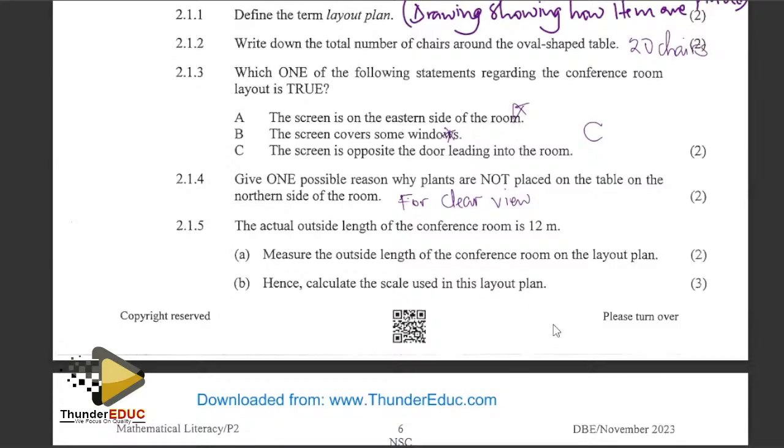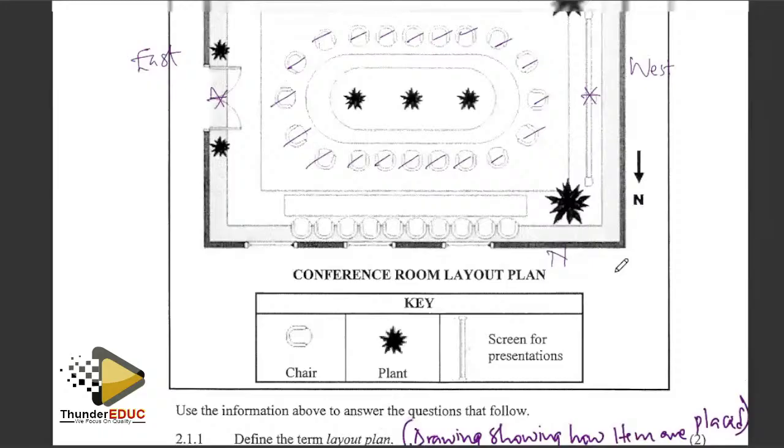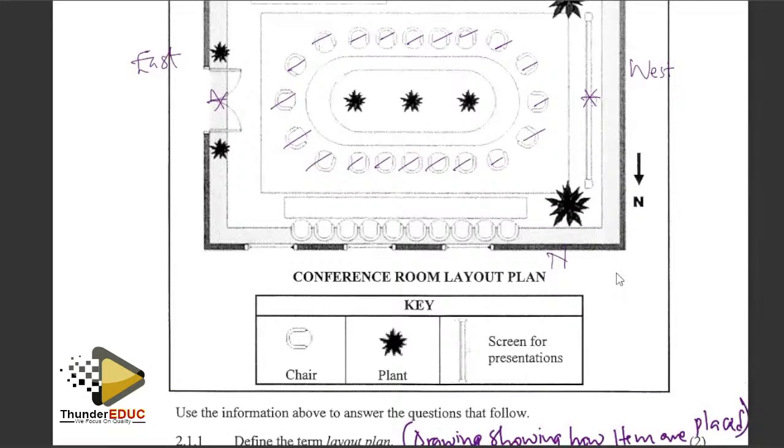Here they're telling us the actual length of the conference room is 12 meters. Measure the outside length of the conference room on the layout plan. So you have to come here and measure from here to this other side. We shall measure and we shall get different answers. Now I got 125 millimeters. This is what I've measured.